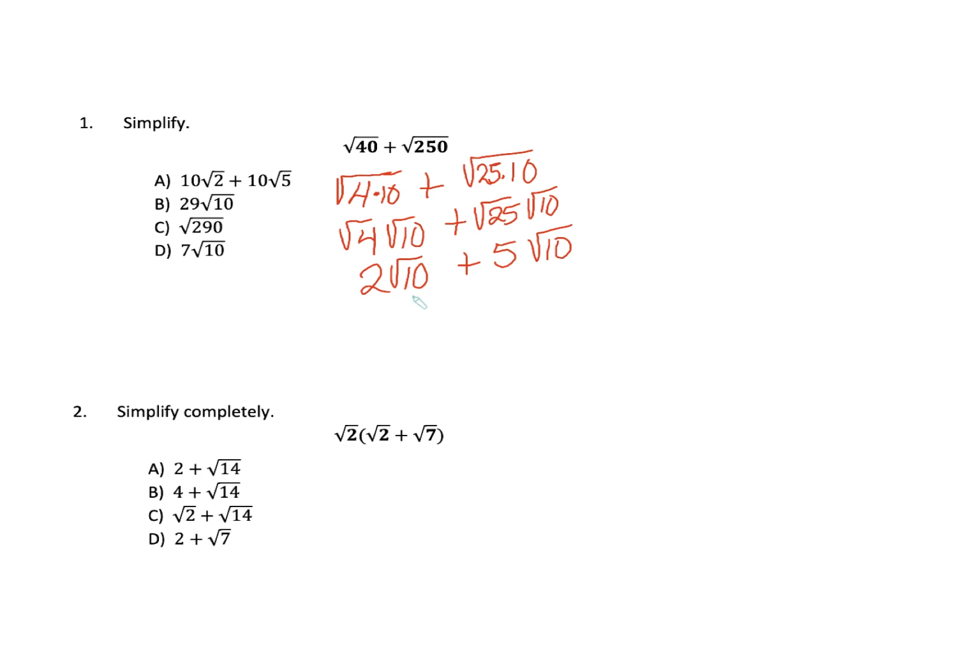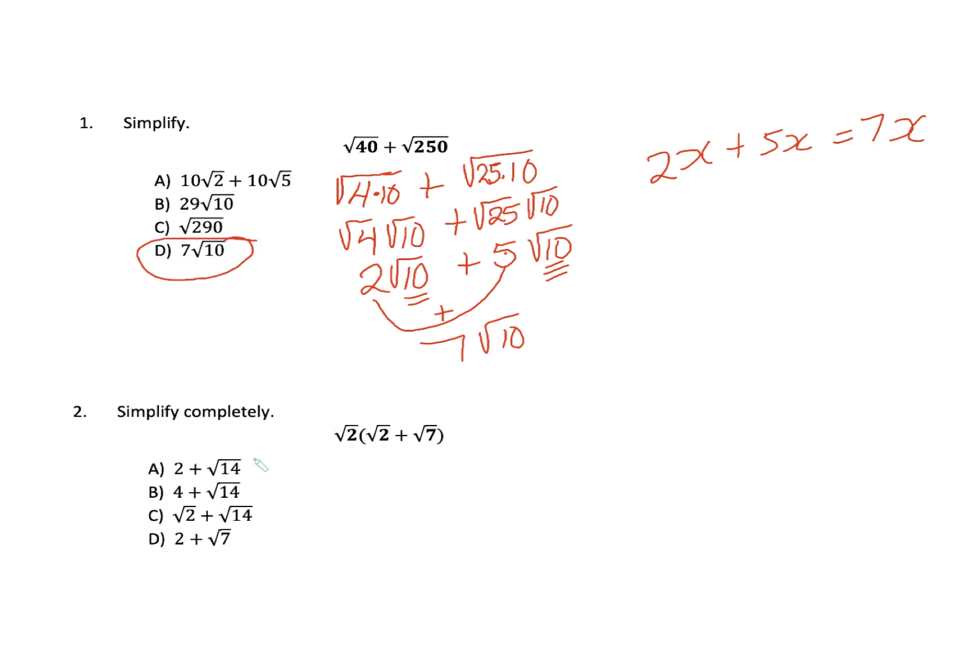Now right here, because the square roots are the same, we're going to add the coefficients. So 2 plus 5 is 7, square root 10. You're thinking of the square roots like if there were variables. Because if you saw 2x plus 5x, you would tell me the answer is 7x. The same thing here, 7 square root 10. So my answer is D.